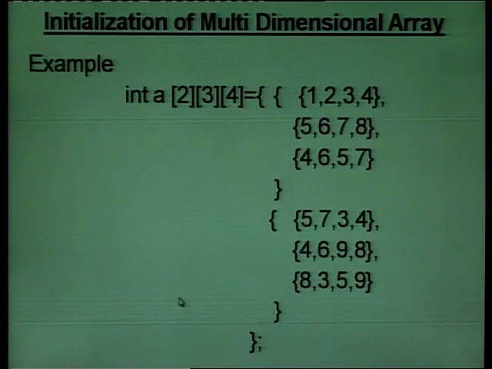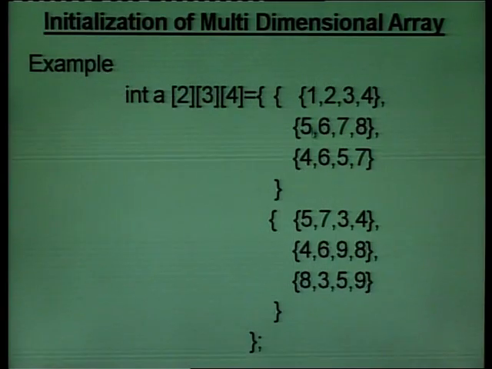Now the initialization of a multi-dimensional array. If I want to initialize a multi-dimensional array in the C language, the example is int A[2][3][4]. This is the number of elements we want to store here: 2 is the number of sets, 3 is the number of rows and 4 is the number of columns. Here the bracket starts, and first we store the columns 1, 2, 3 and 4, then a comma, 5, 6, 7, 8, 4, 6, 5, 7. These are the elements that we store in the first set. It contains 4 columns and 3 rows.